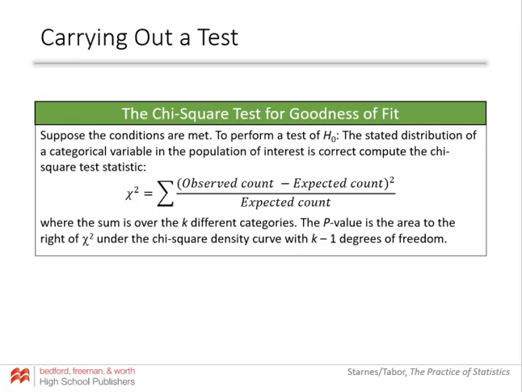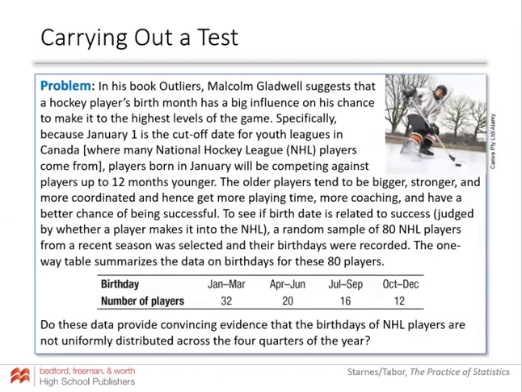Okay, so the chi-square statistic is the same as what we just talked about, and then the p-value is the area to the right with k minus 1 degrees of freedom. Okay, so let's look at an example. You can pause and read through this example.